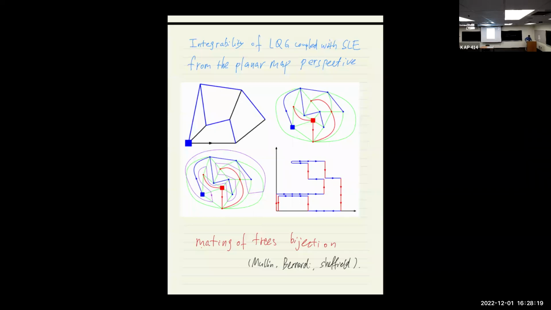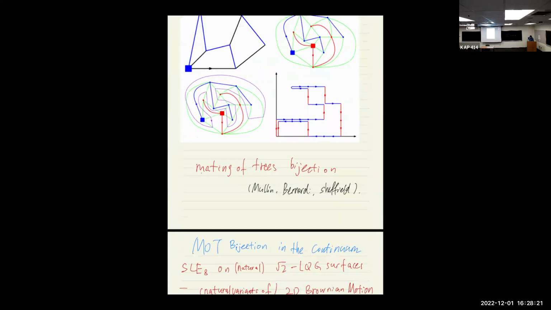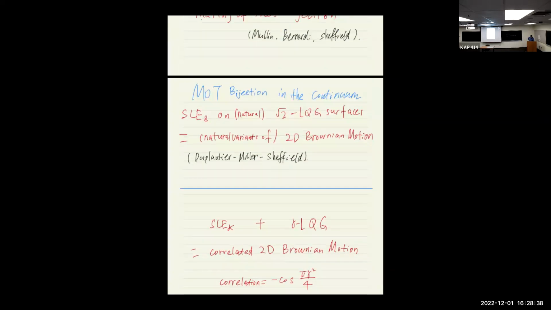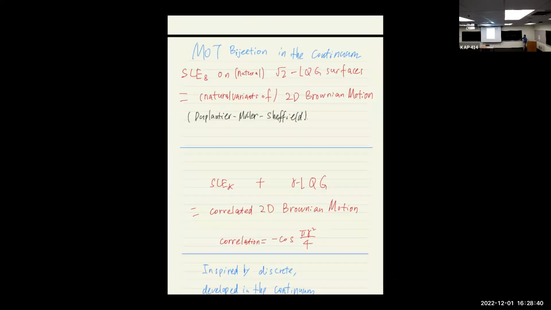And this type of bijection is called mating trees, because in this kind of bijection, the fundamental thing is always to have a pair of trees mated together. And then you take a scaling limit. And this continuum theorem corresponding to the scaling limit is the so-called mating trees theorem. It is proved in a paper by Duplantier, Miller, and Sheffield.